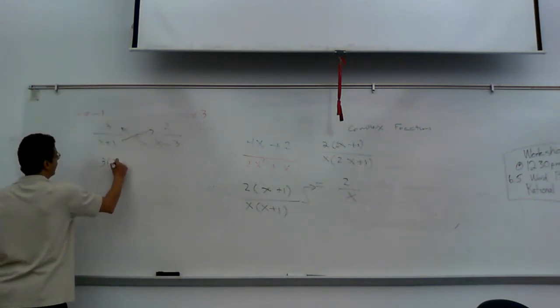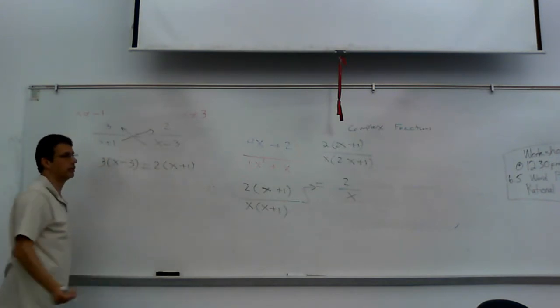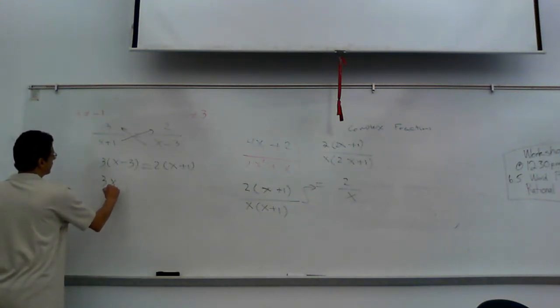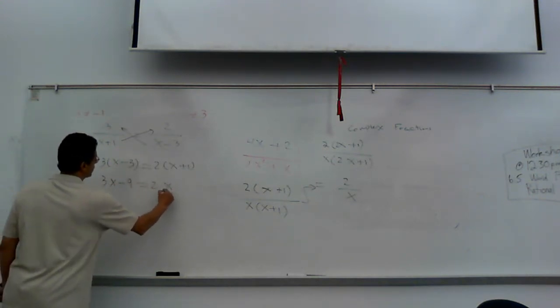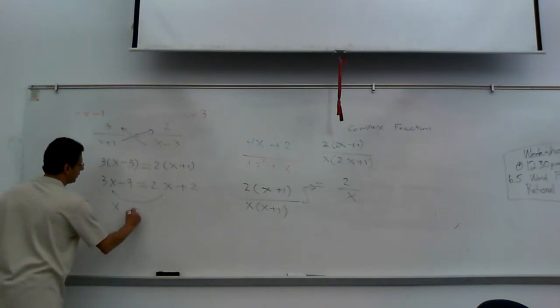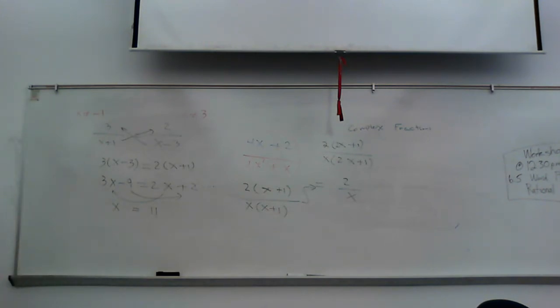3 times x minus 3 and 2 times x plus 1 are the same. Cross product. This is what? 3x minus 9. This is 2x plus 2. Move the 2x to this side. Move the -1 to the other side. And then you check.